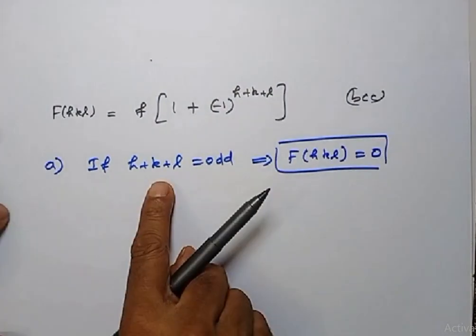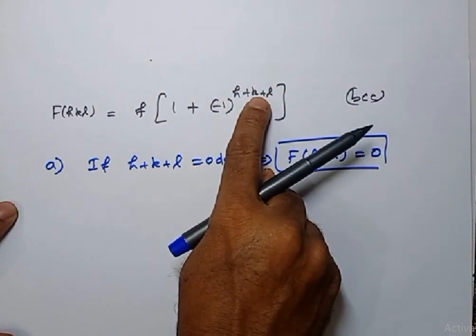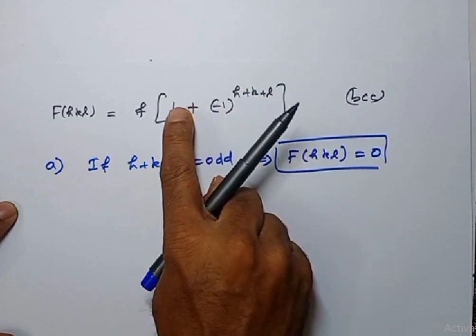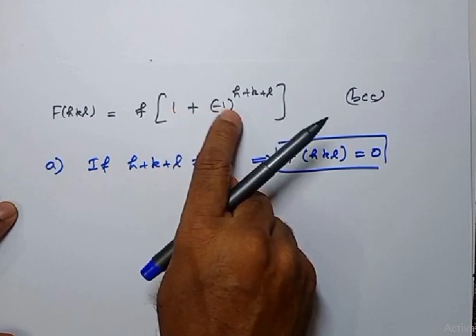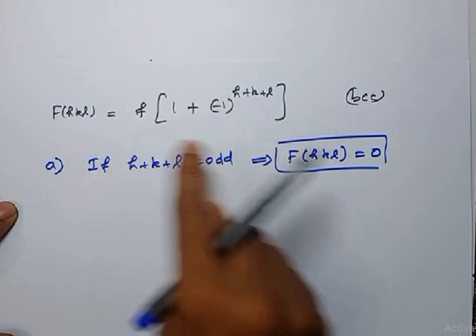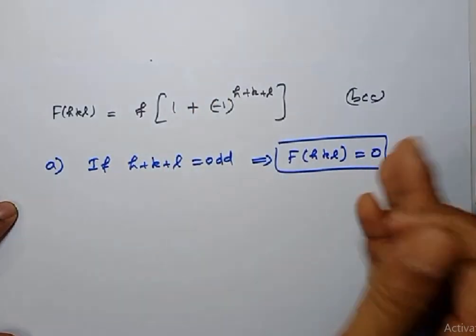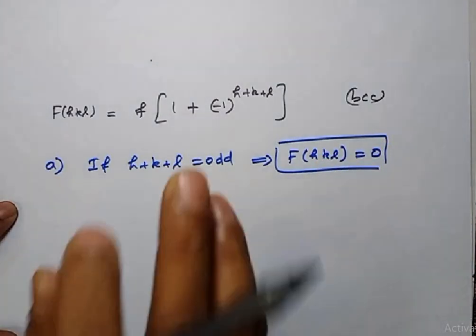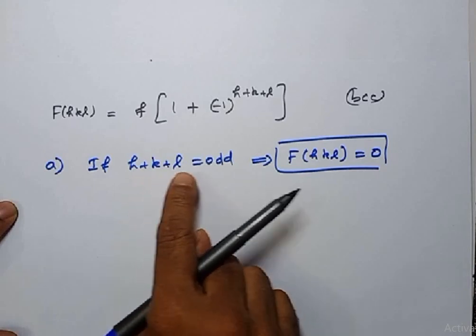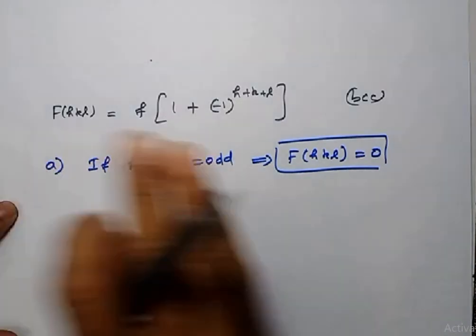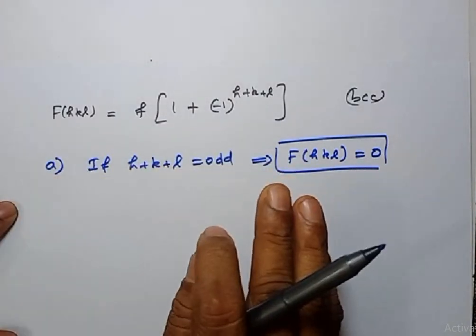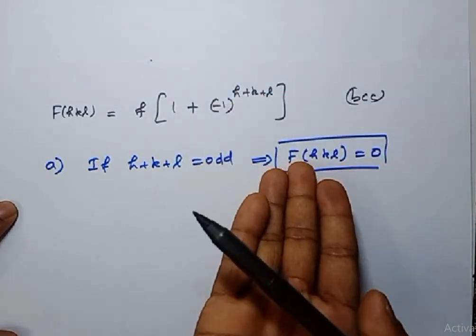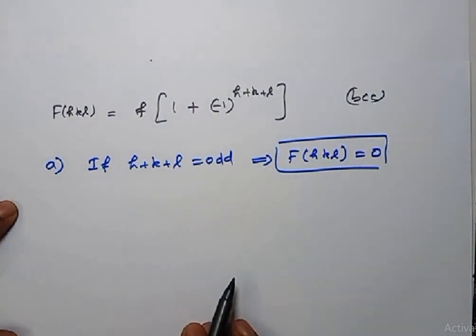If h plus k plus l is an odd number, then minus 1 power odd number is minus 1, and here we have plus 1. So minus 1 plus 1 becomes 0. So the structure factor becomes 0. If the structure factor is 0, intensity becomes 0. So for BCC, if h plus k plus l is odd, those planes never give a signal, because for those planes, the structure factor is 0.